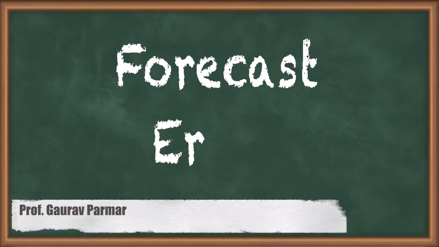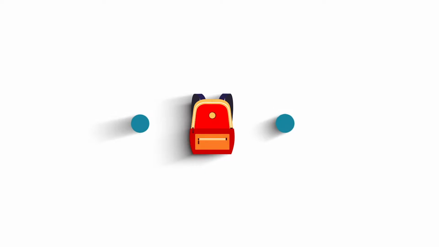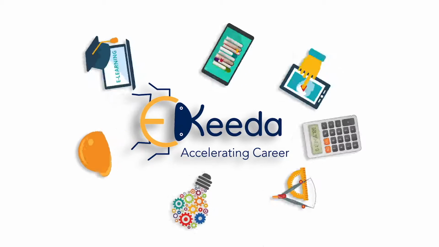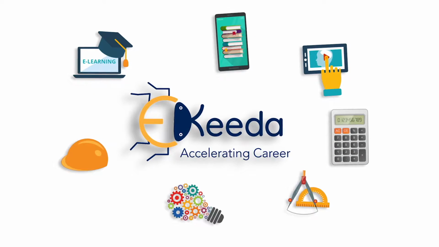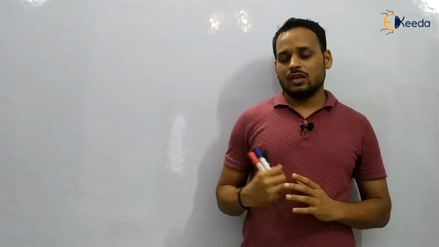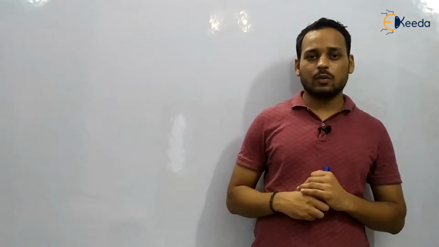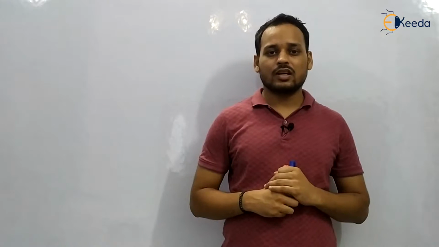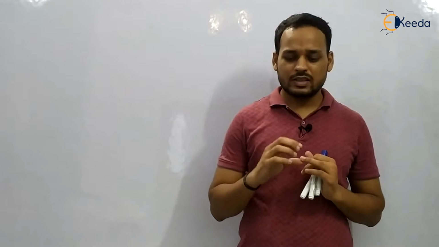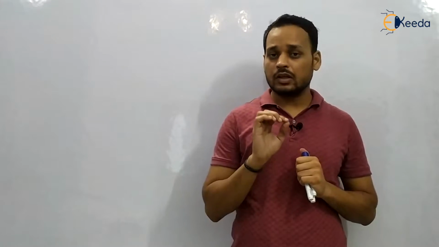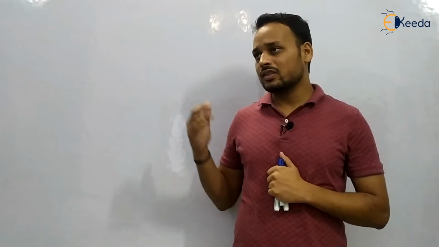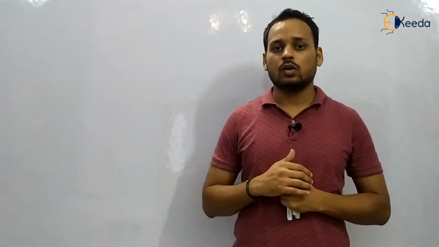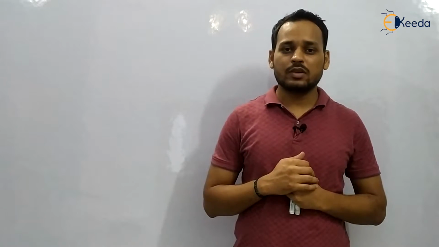Hello friends, in this lecture we will discuss what is forecasting error and what are its types. In the previous lecture we studied the ESM method, that is exponential smoothing method, and in that lecture I have already told you what is basic forecast error. It is the difference between demand and forecast, and in this lecture we will discuss it in detail. We will see it with the help of some examples.